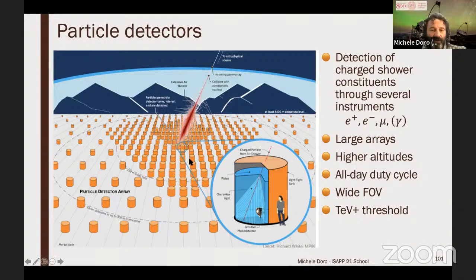But now what happens is that if you have a particle detector, you don't care if it's night or day. You just detect the particles, they are produced anytime. So suddenly you have a wide field of view instrument again, and you have an all-day duty cycle.